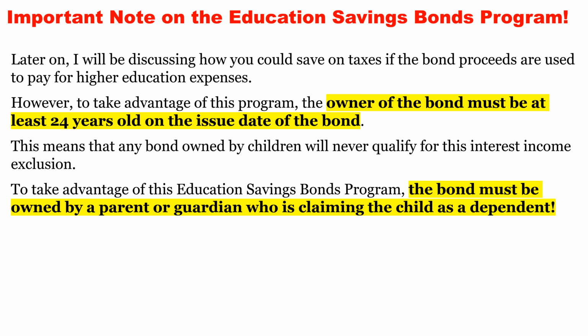Later on, I will be discussing how you could save on taxes if the bond proceeds are used to pay for higher education expenses. However, to take advantage of this program, the owner of the bond must be at least 24 years old on the issue date of the bond. This means that any bond owned by children will never qualify for this interest income exclusion. To take advantage of this education savings bonds program, the bond must be owned by a parent or guardian who is claiming the child as a dependent.